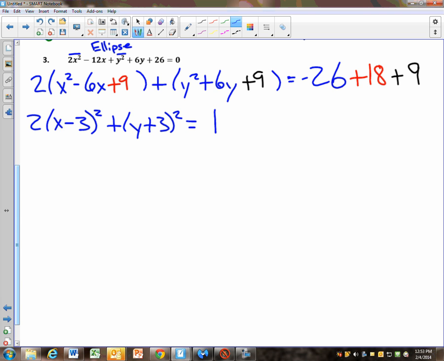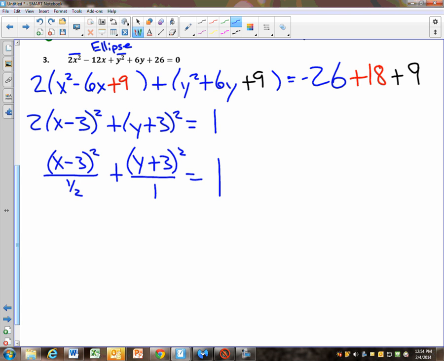So this is an example of an ellipse. This is a good form for an ellipse. But if you want to tell something about it, it's got to look just a little bit differently. Instead of multiplying by 2, what's the same thing as multiplying by 2? Dividing by a half. So (x minus 3) quantity squared over 1/2. Those are the same expressions. Plus (y plus 3) squared over 1 equals 1. Those are the same.